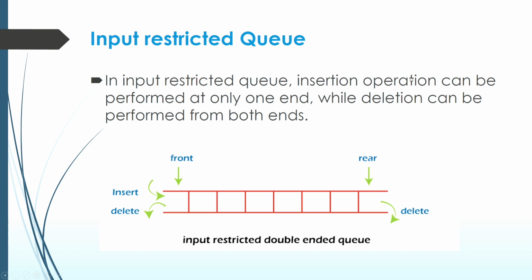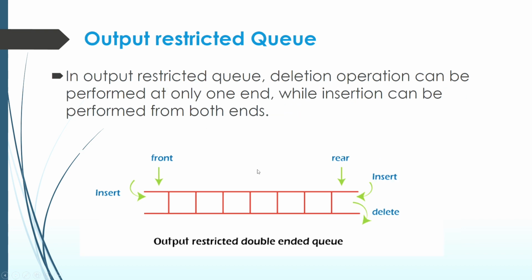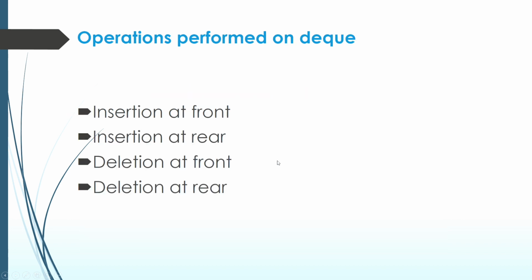So you can see that insertion can be performed at only one end, while deletions can be performed from both ends. Similarly, in the output restricted queue, insertion occurs on both ends, that is front and rear, and the delete operation only occurs at the rear end. That is why it is known as the output restricted queue.